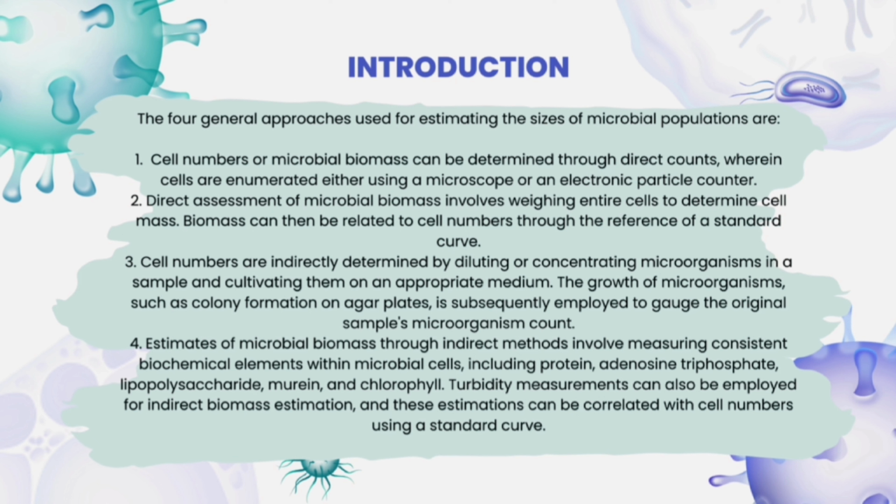Cell numbers can be determined through direct counts. Besides that, we can also determine the cell mass, as the biomass can then be related to cell numbers through the reference of a standard curve. Cell numbers can also be indirectly determined by diluting or concentrating microorganisms in a sample and cultivating them on an appropriate medium. Another indirect method to determine the cell mass is by measuring consistent biochemical elements within microbial cells.